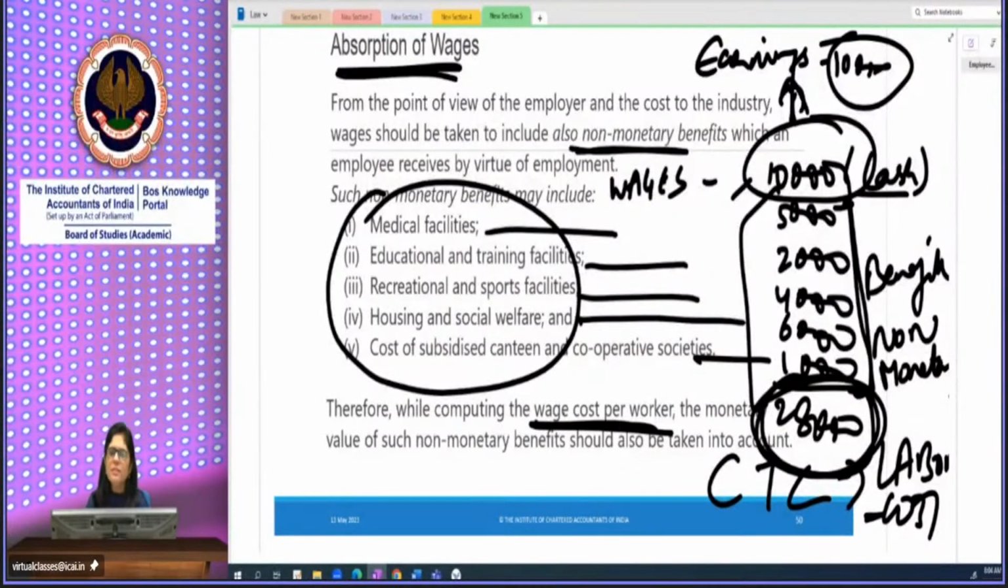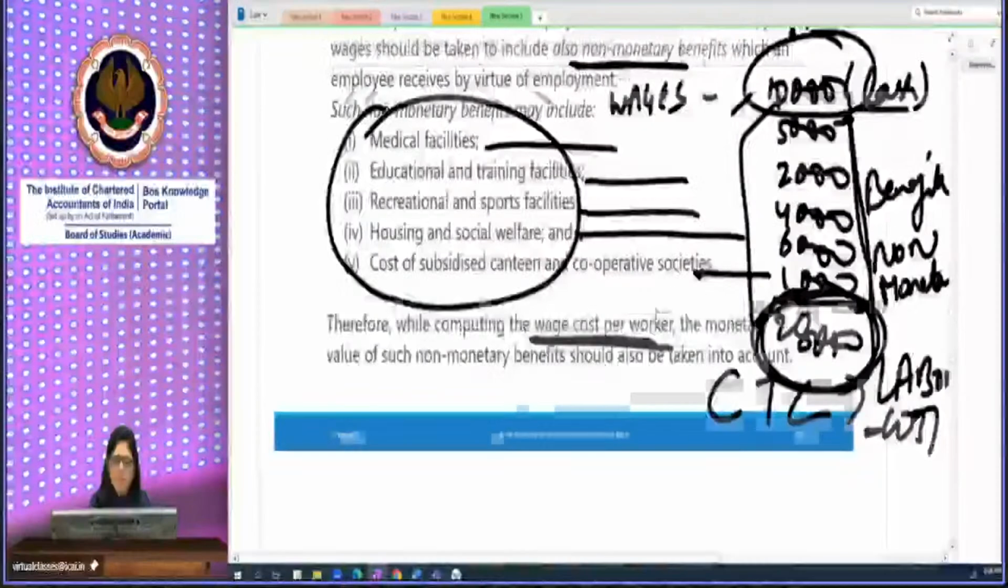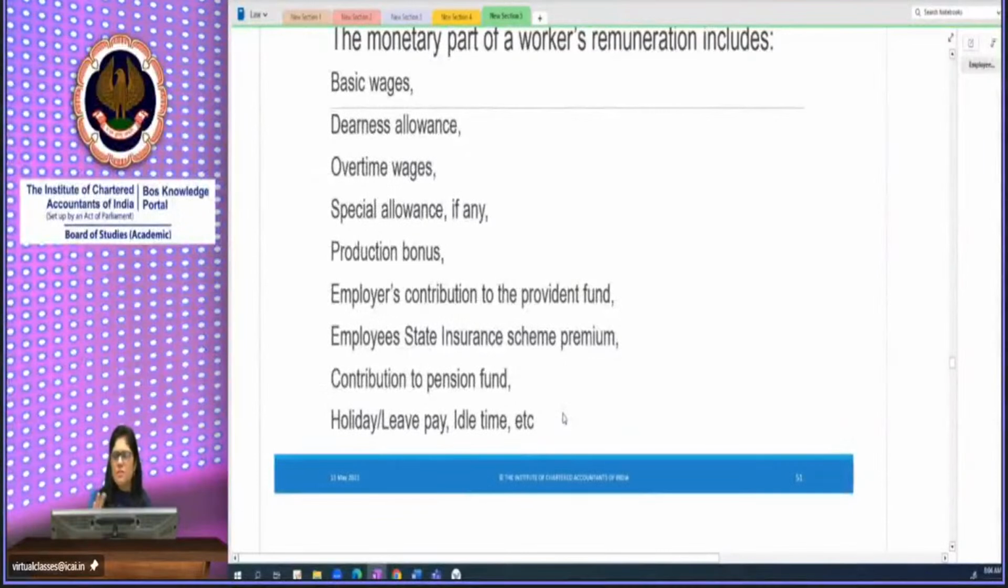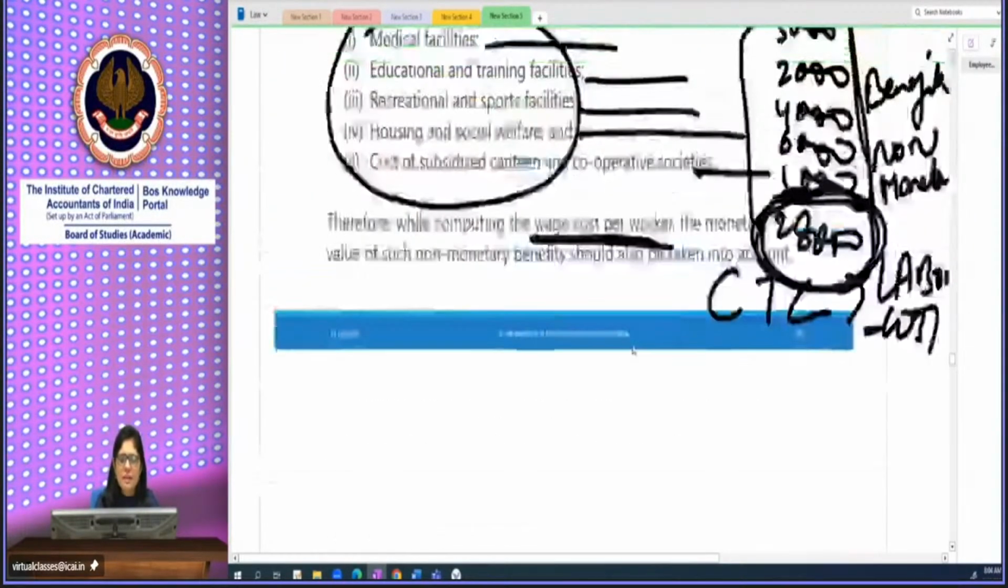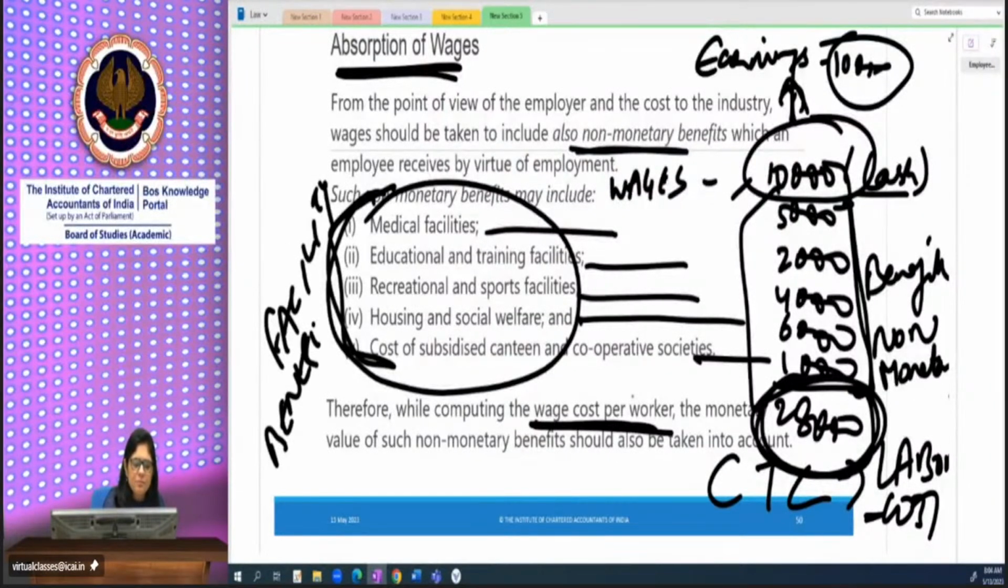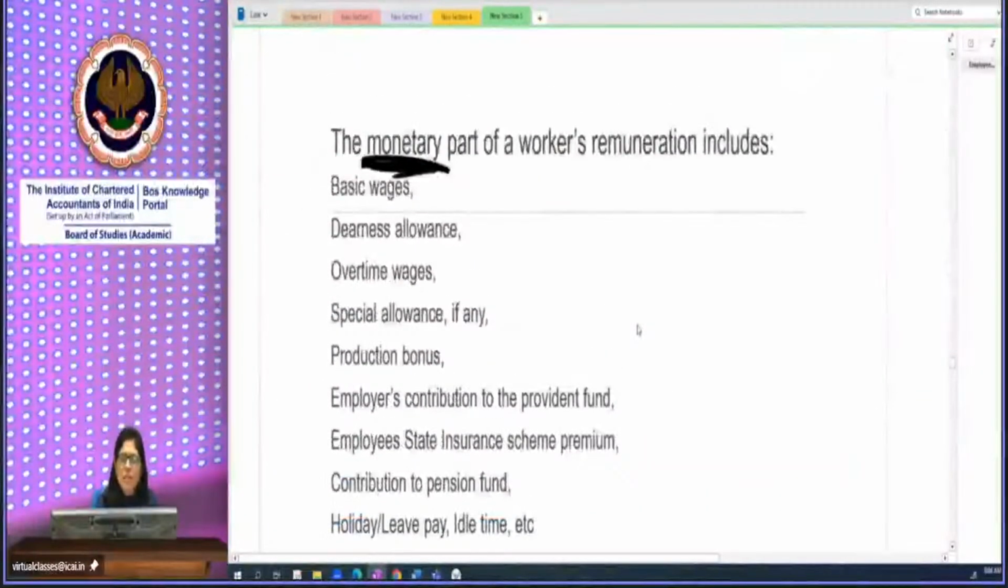Okay, let me just explain this and then we'll take a 5-7 minute break. So this slide tells you what the monetary part is. Non-monetary we have discussed here. These are all the non-monetary. Non-monetary means these are given as a facility or benefit to the employee. But these are the monetary. Monetary means which is actually paid in cash.